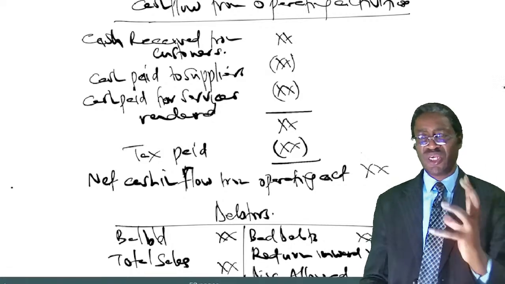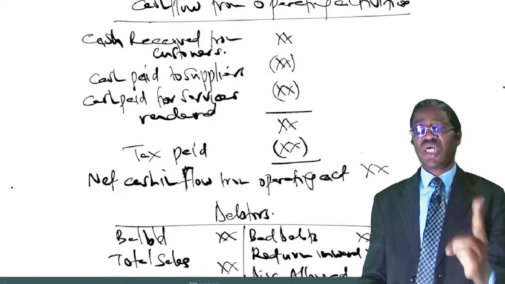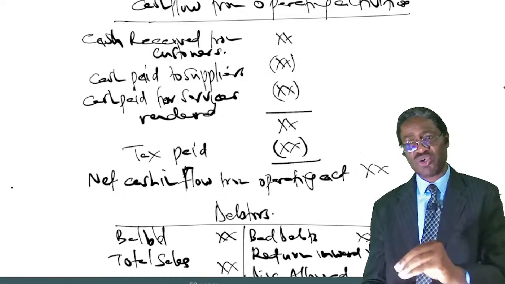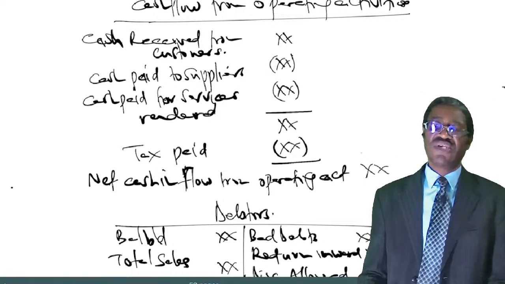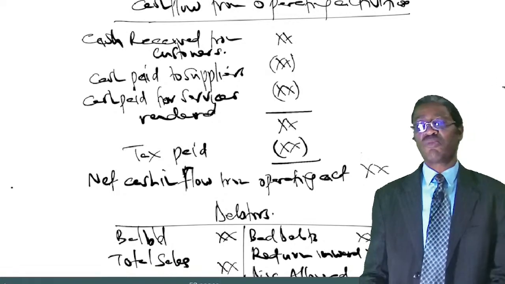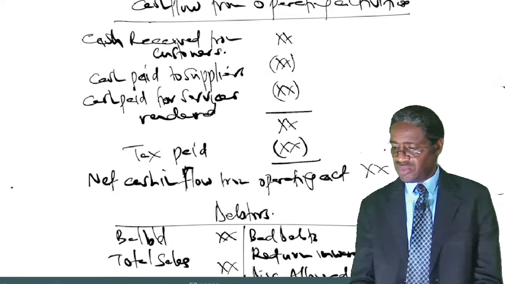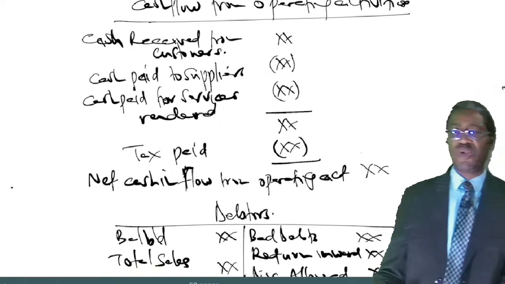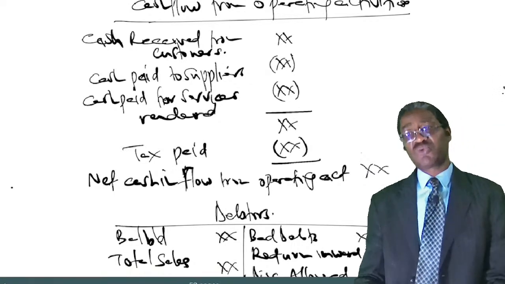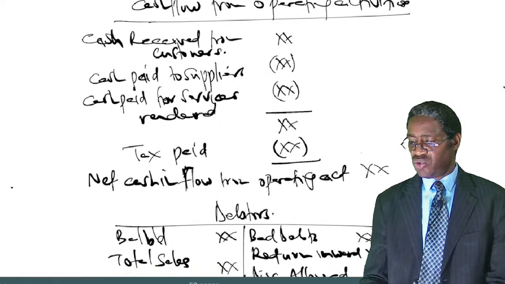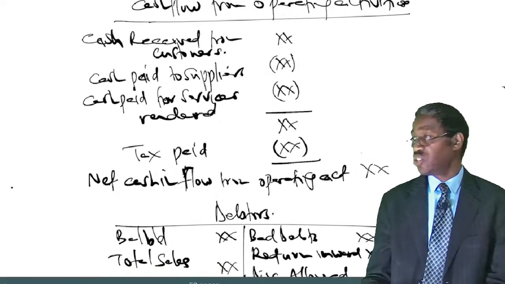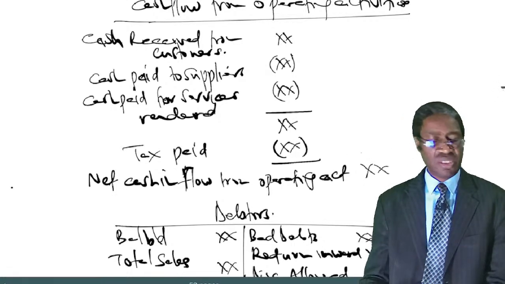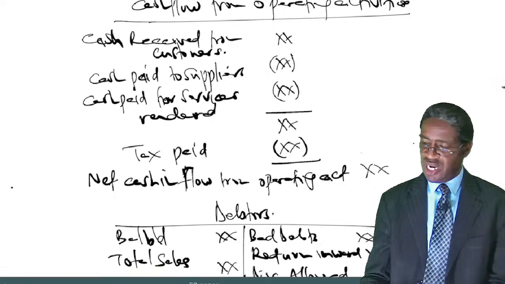So copy those three figures. That is cash received from customers, cash paid to suppliers, cash paid for services rendered. Then get the total. Then you minus tax paid. Then you come and say net cash inflow from operating activities. Good. Then below that, if you are through with the copying, now we want to discuss the two that we have already mentioned. We want to put them down.